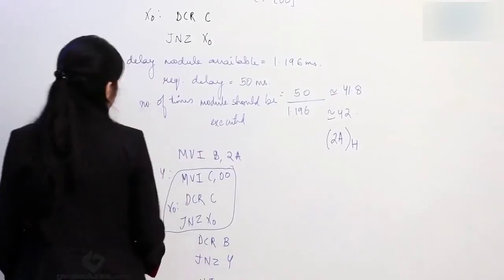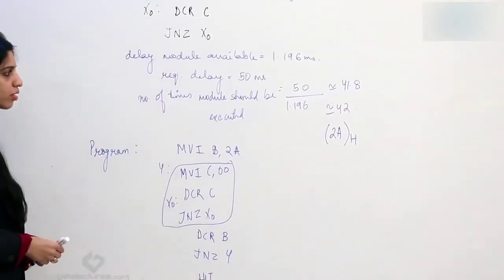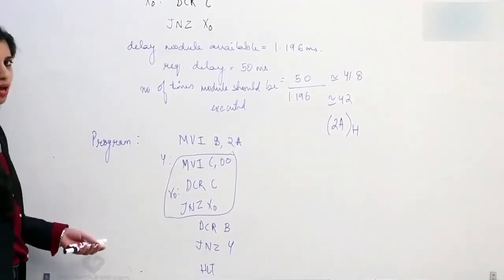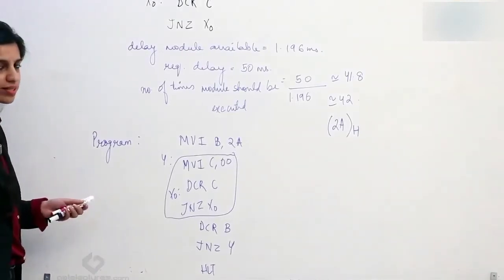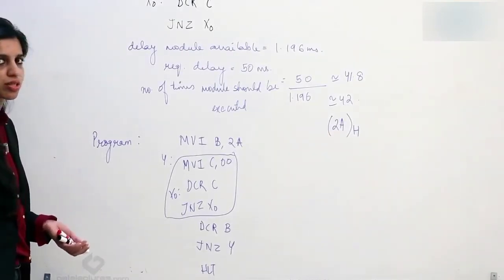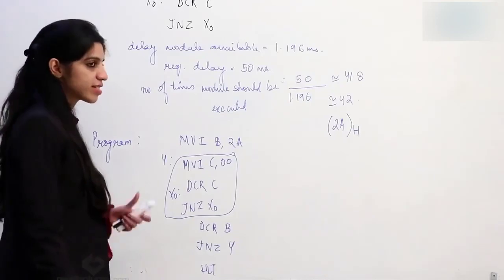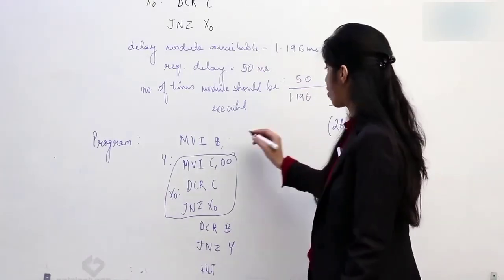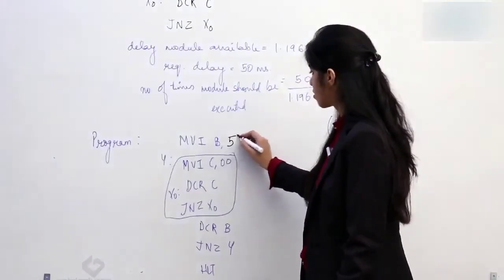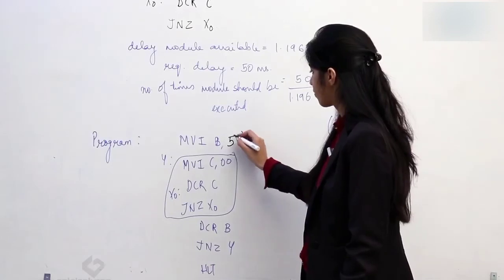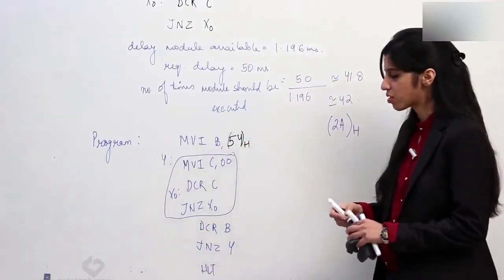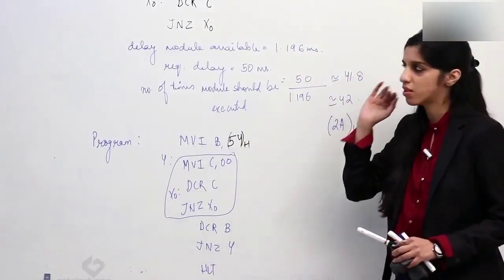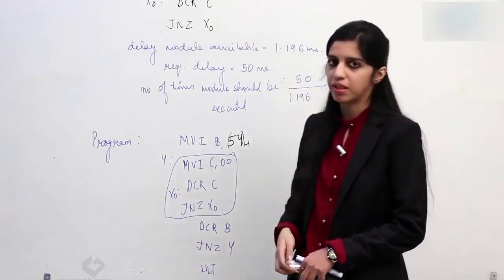So this is the program. For your practice, you can try to write a program which can produce a delay of 100 milliseconds. I am just giving the solution here. You can write it by yourself and verify. If you try to produce a delay of 100 milliseconds, this is just going to become 5/4. Rest everything will remain the same. This is how you can produce a delay of 100 milliseconds. So this is all about loops and timing delay modules.